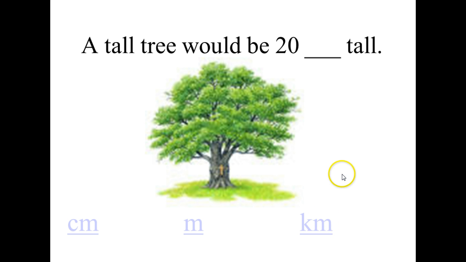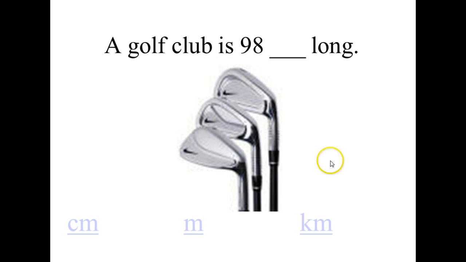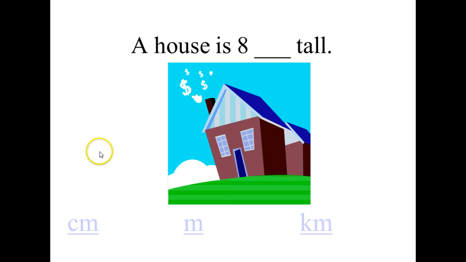If you were thinking kilometers, that would make it about 12 and a half miles high. Even giant red ones in California are not that tall, so it's just meters. A golf club is about 98 of these long. Well, the golf club's almost exactly the same as a meter stick, so that would be 98 centimeters.